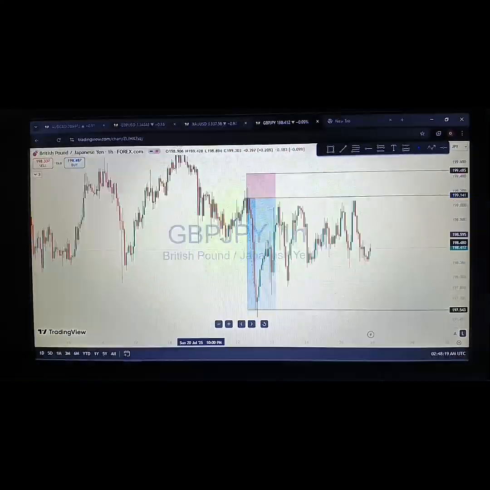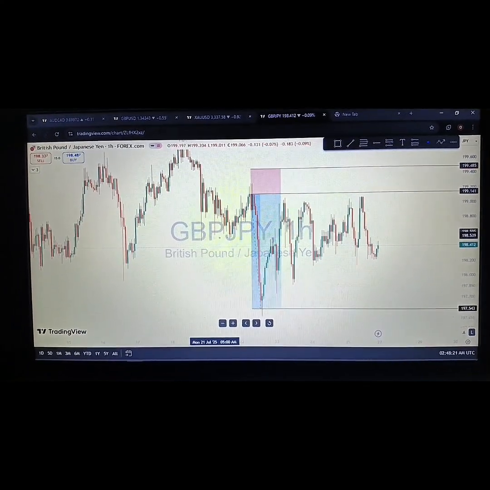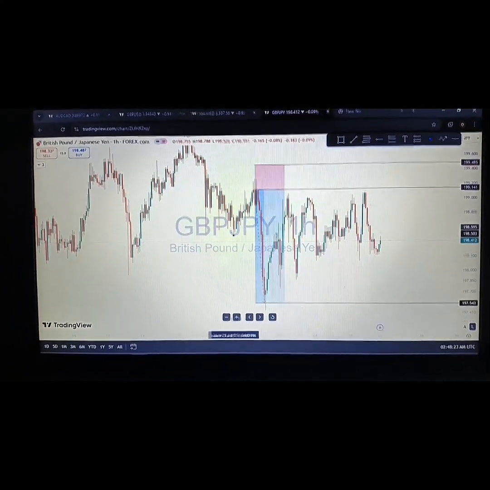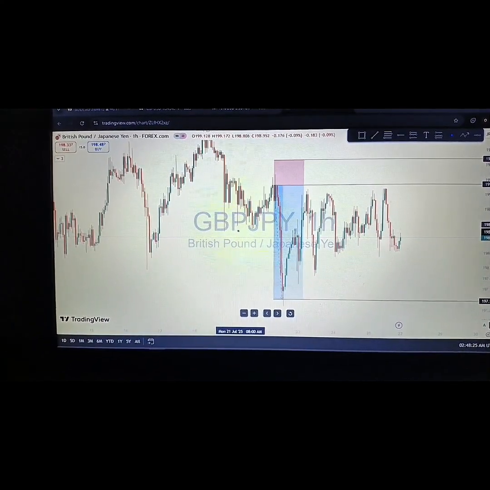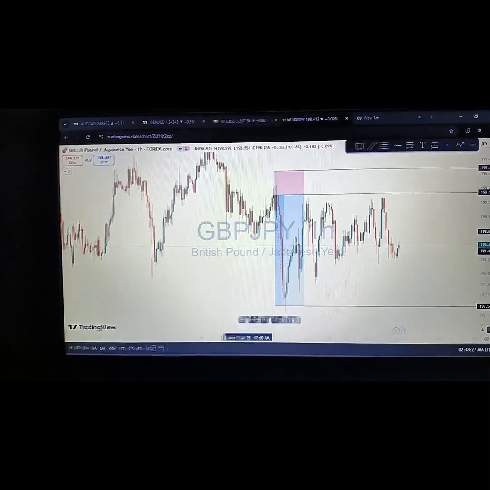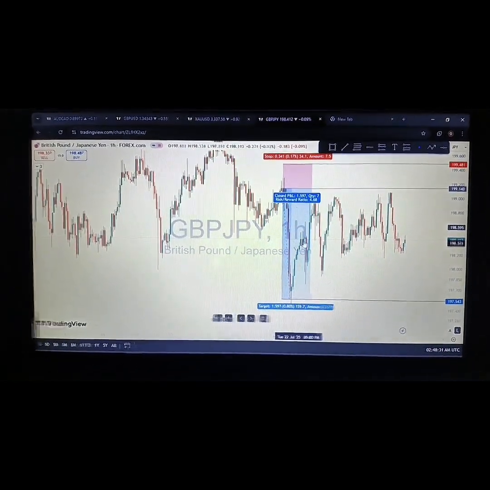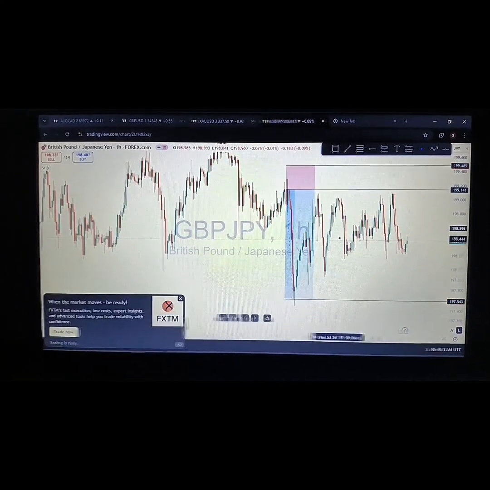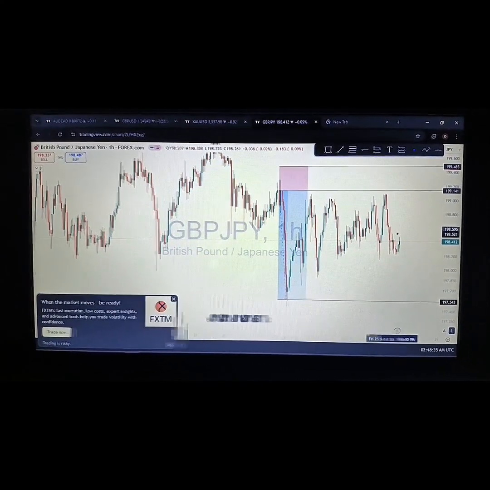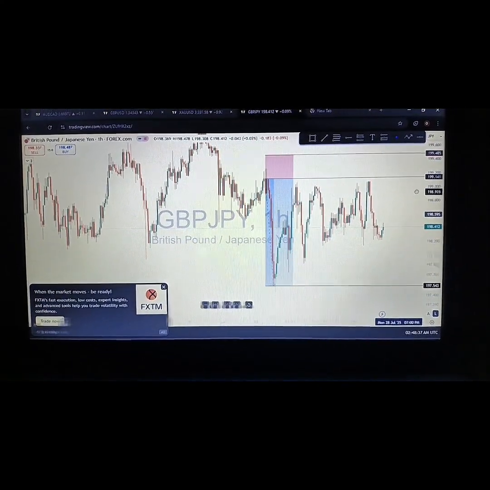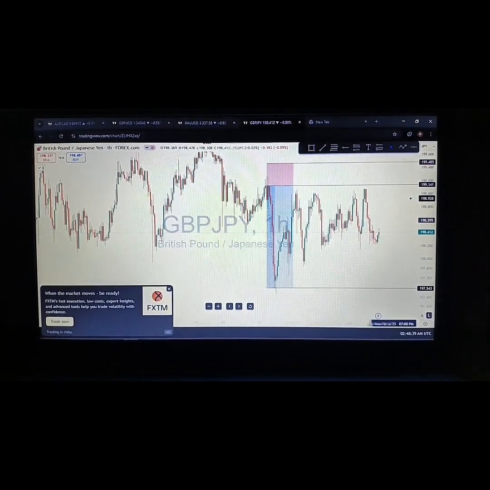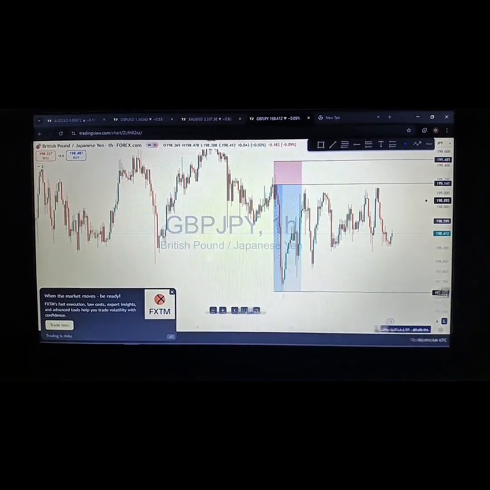And the third pair on our list is the GBP/JPY, which is the Great Britain pound versus the Japanese yen, and this is the 1 hour time frame. To calculate the pips for this kind of pair, you have to look at the values, which range from 198.5, 199.5, and so on.